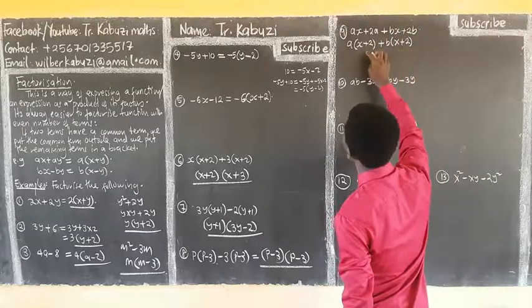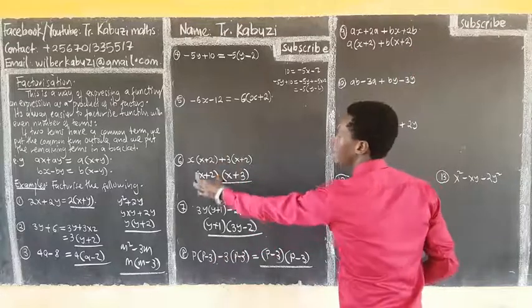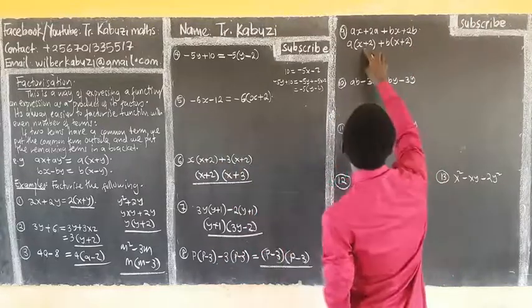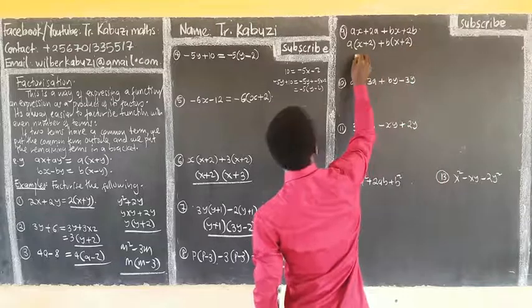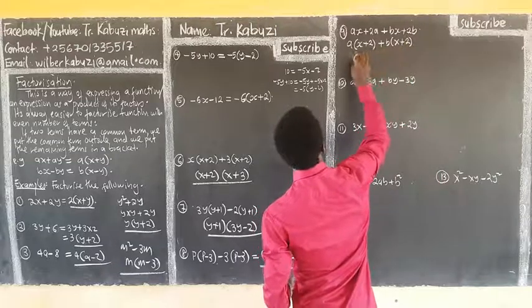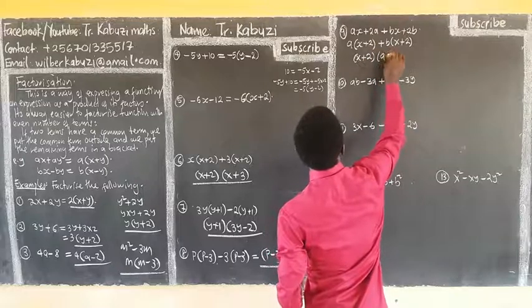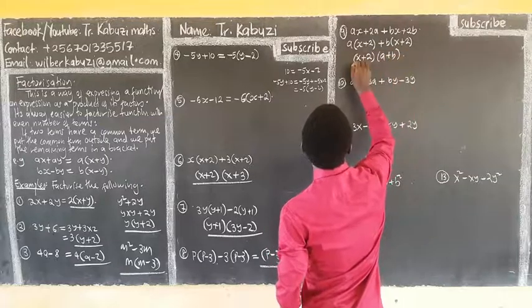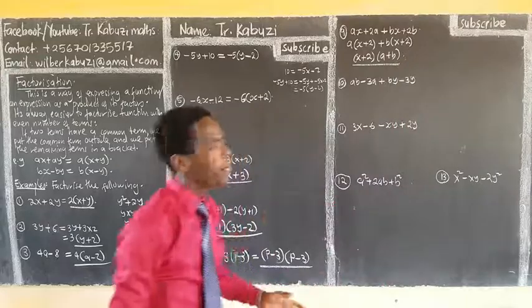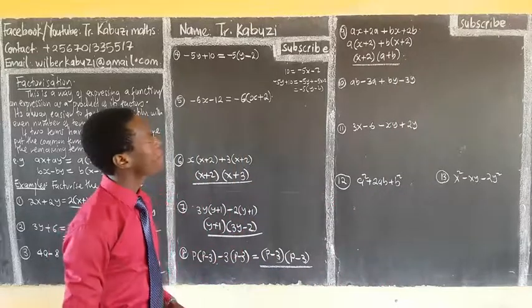Now this bracket is common. We are seeing that this is common in both. So remove it. When I remove this bracket here, x plus 2, here I remain with A, then here I remain with B, and you are through. Just like that. These are very easy things.